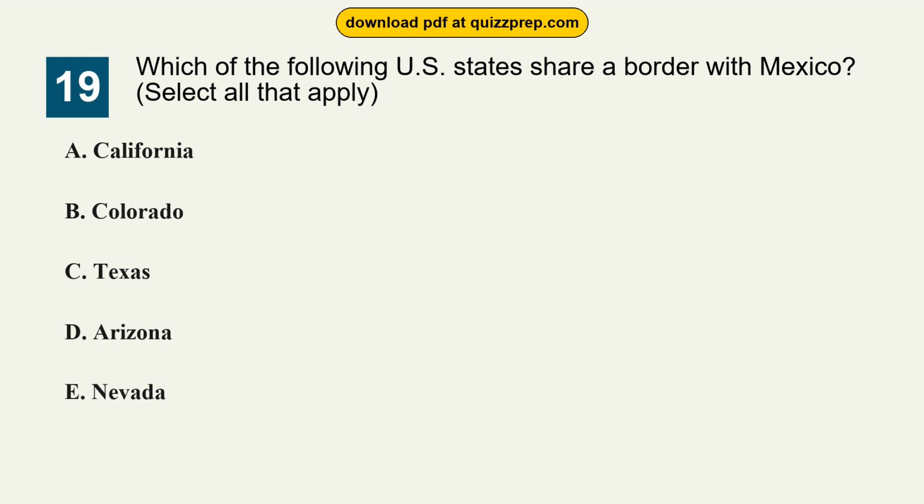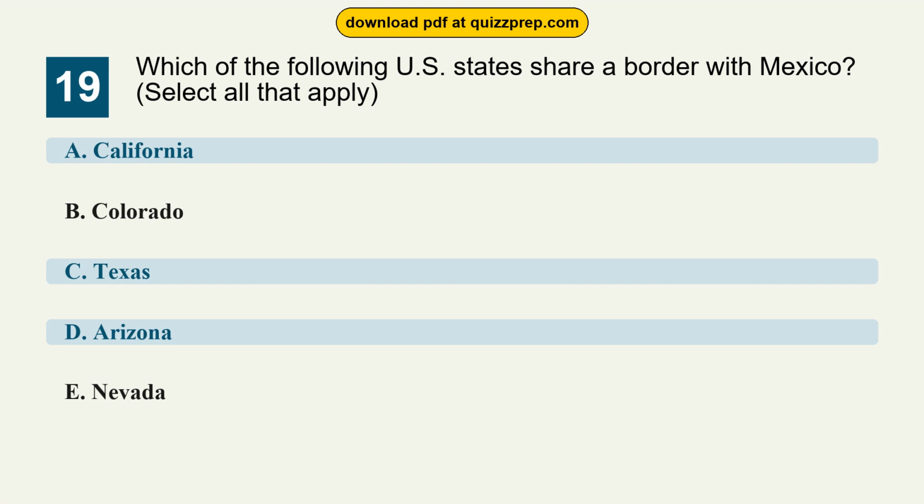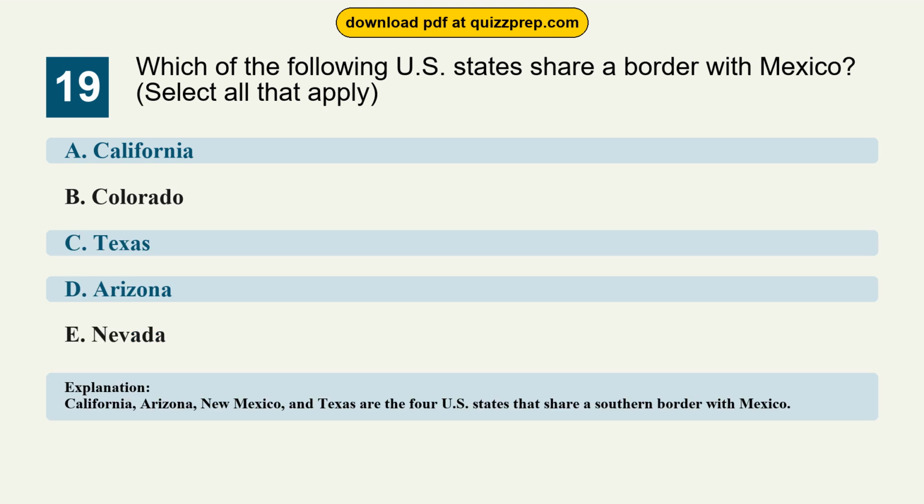Question 19. Which of the following U.S. states share a border with Mexico? Option A, California. Option B, Colorado. Option C, Texas. Option D, Arizona. Option E, Nevada. The correct answers are options A and C and D. California, Texas, Arizona. California, Arizona, New Mexico, and Texas are the 4 U.S. states that share a southern border with Mexico.